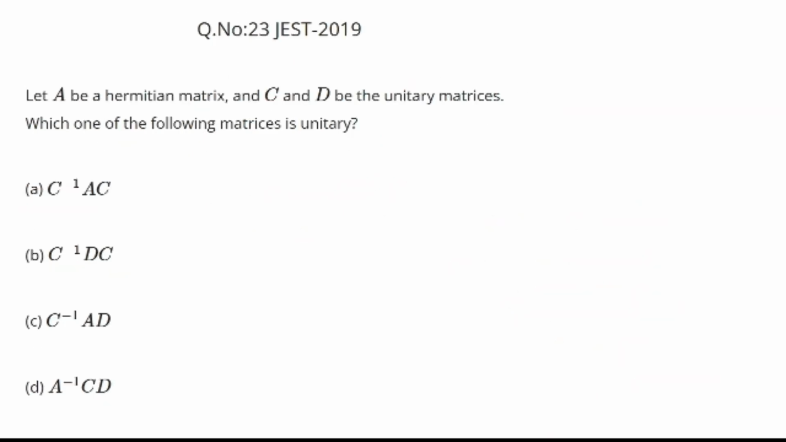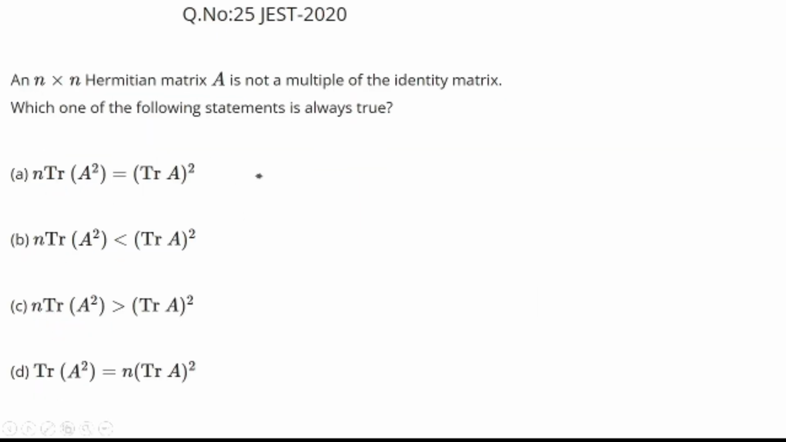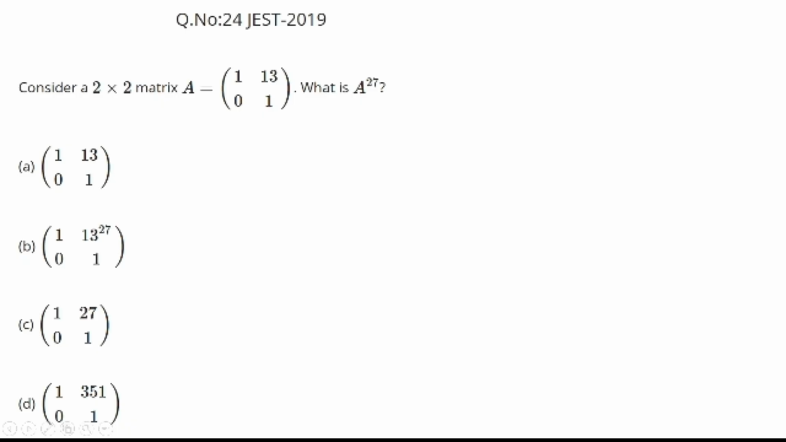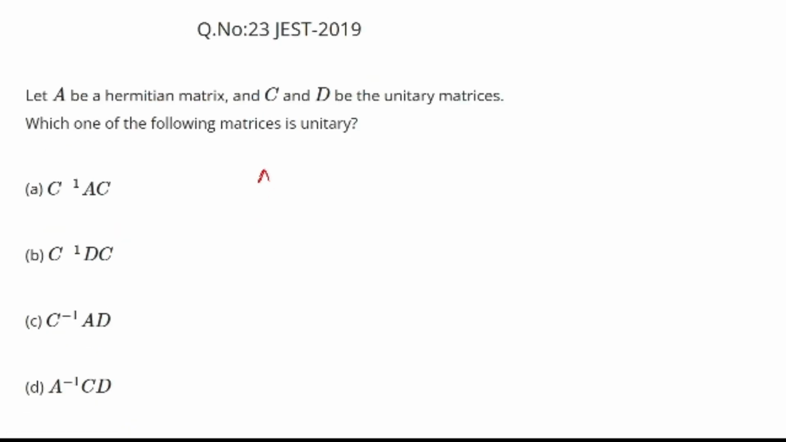C equals to D. Next, A is Hermitian. Hermitian means A dagger equals to A. For unitary, C dagger equals to C inverse, and D dagger equals to D inverse. So those are the unitary matrices.